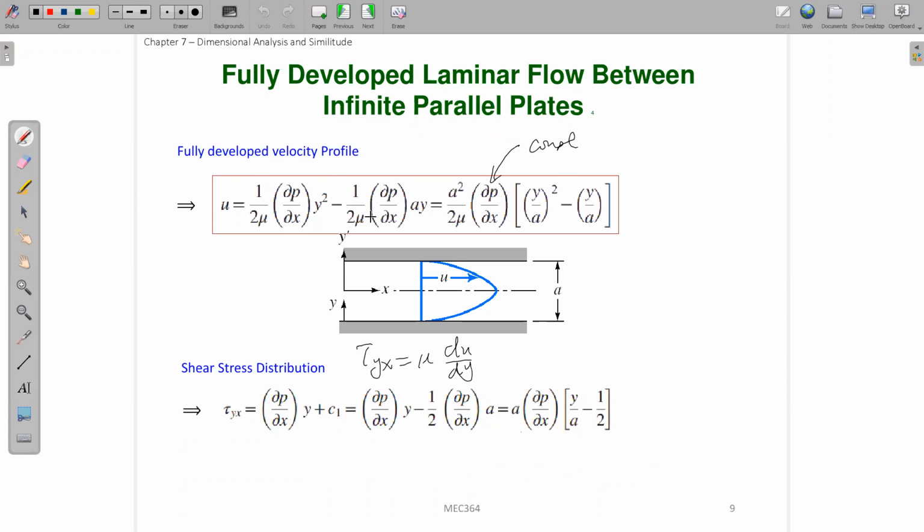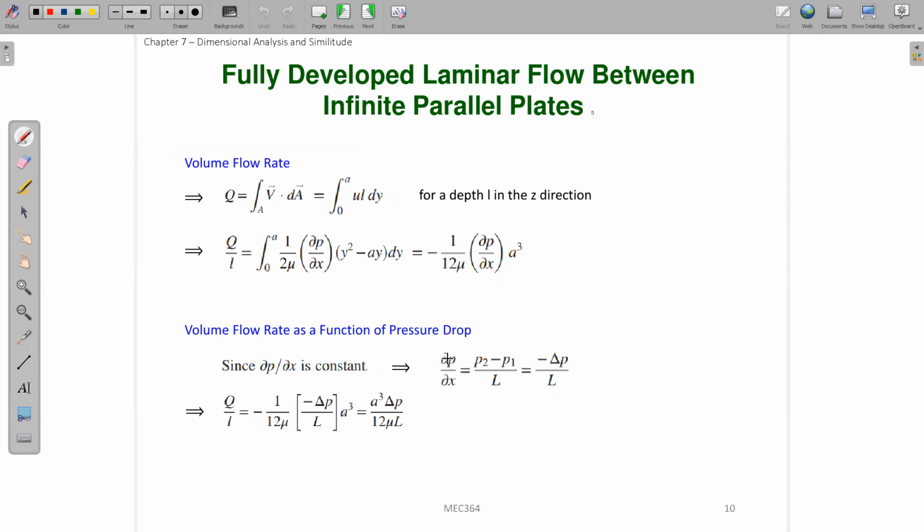Okay, after you know the velocity profile, you can calculate the shear stress distribution tau yx, equal to mu of du dy. And after you have this profile, you can also calculate what the overall volume flow rate will be. The volume flow rate will be just equal to velocity times dA.